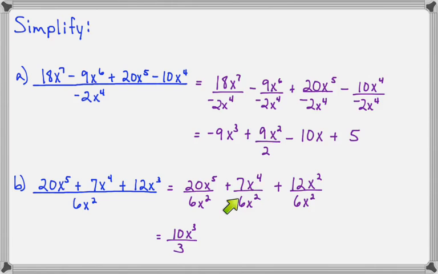7 over 6 will not reduce, but x to the 4th over x to the 2nd is x to the 2nd. And finally, 12 over 6 is 2, and x to the 2nd divided by x to the 2nd is 1. So we simply have plus 2 here.